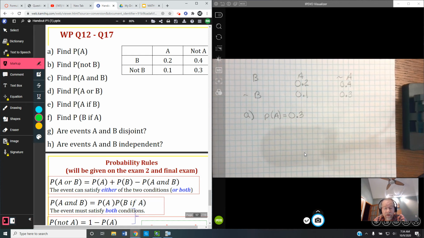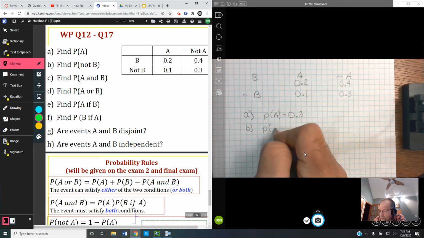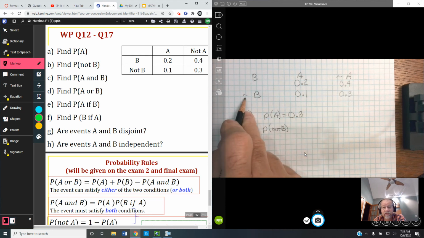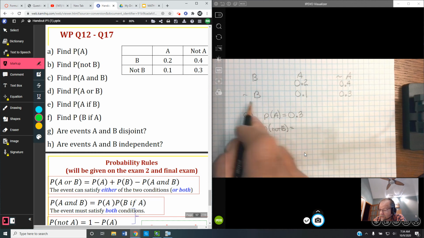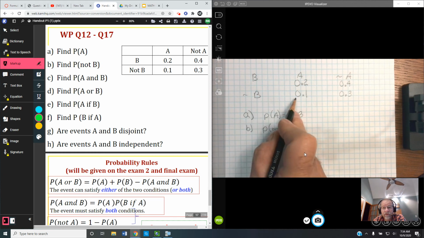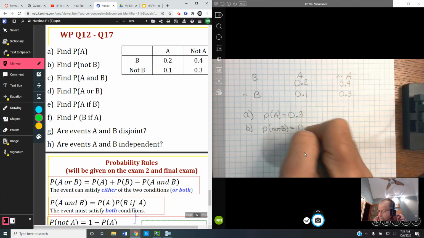We're going to do the same thing for not B. Letter B, we're going to do the probability of not B. By the way, the little tilde sign means not. That's why you see I have the tilde there. So we find not B. Not B is 0.1 and 0.3. Not B is 0.4.